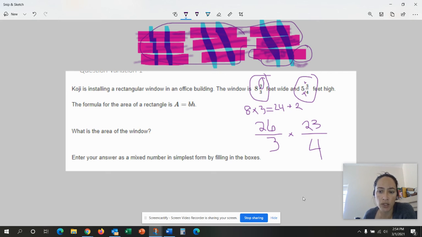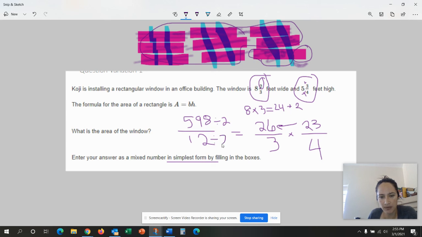Here you can reduce right here if you want. I see a 2, or you can just multiply and simplify, put in simplest form afterwards. We can use a calculator because that's okay, because we're testing different ideas. 26 times 23 equals 598 in the numerator, because we just multiplied straight across, and 12 in the denominator, 3 times 4 is 12. All right, they're even. I'm going to divide by 2.